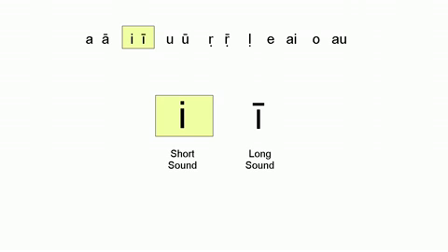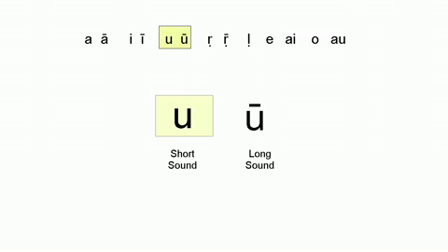Let's move on to the next pair of vowels, and they are sounded as follows. I, ee. A vowel letter with a bar over it or a line over it is always going to be long. I'll say them one more time. I, ee.